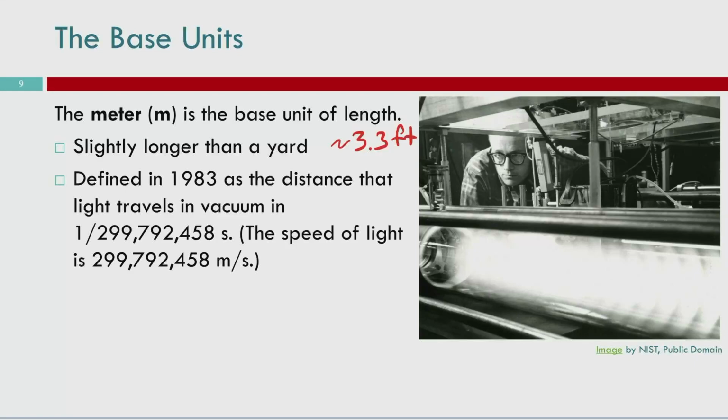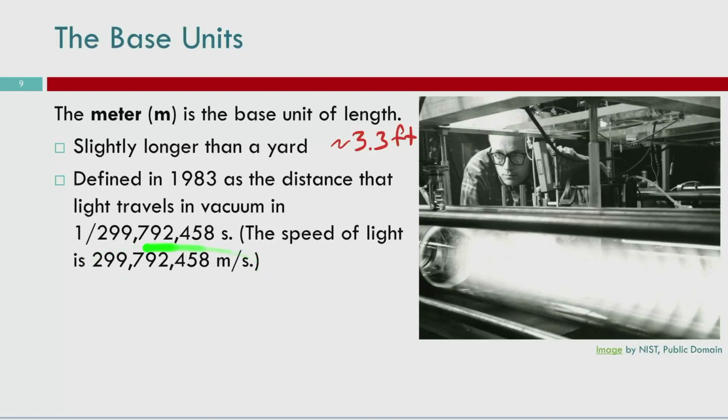It's about 3.3 feet. If you just needed to estimate, 3.3 feet would be a good number to use. It was defined in 1983 as the distance that light travels in a vacuum in 1/299,792,458th of a second. I think I said that wrong. The speed of light is just that number of meters per second, and it's always that number of meters per second as long as it's light and as long as it's in a vacuum. That speed changes if it's not in a vacuum.